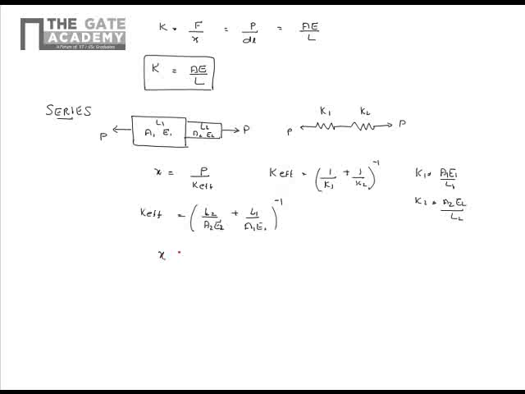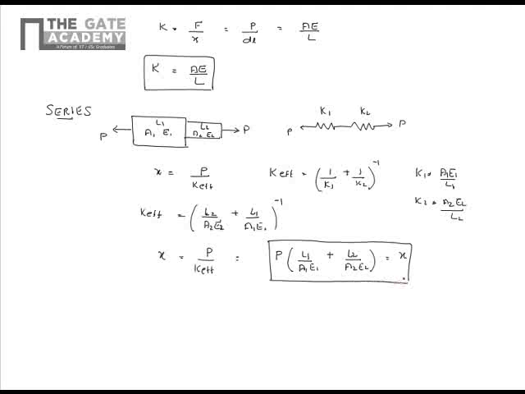And the elongation of the specimen is given by P by K effective, that is nothing but P into L1 by A1 E1 plus L2 by A2 E2. This way we can easily find out the elongation of members in series and also in systems in parallel.